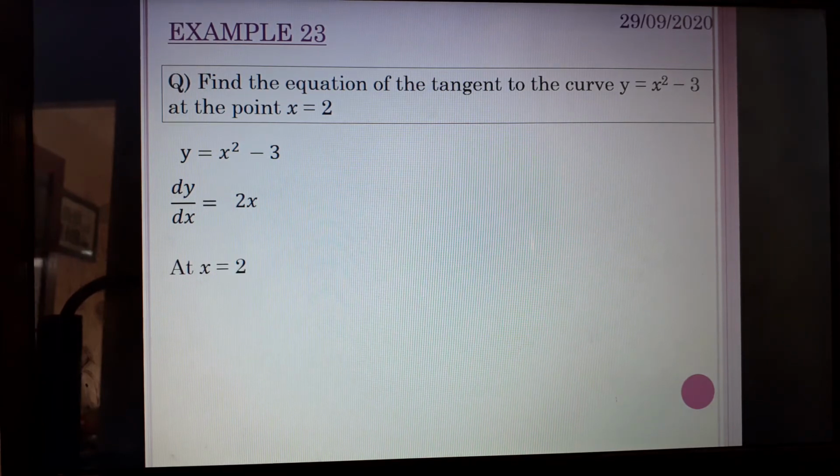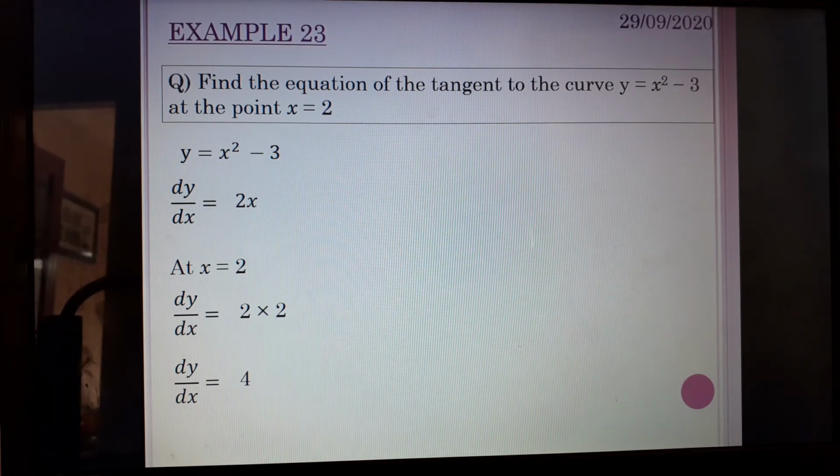So we've just got a 2x there. But dy by dx is the same as the gradient when we substitute a specific x value in. So we're now going to find out what dy by dx is when x is equal to, in this case, 2. So we're now going to put 2 into the dy by dx function, which is 2 times 2, which is 4. Now what does that actually mean?